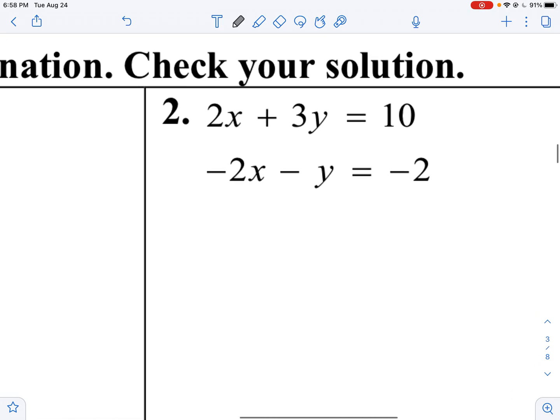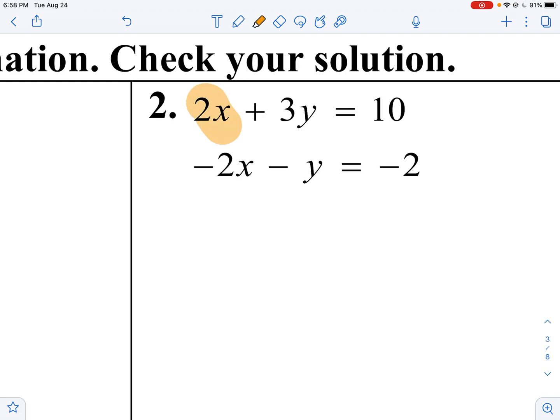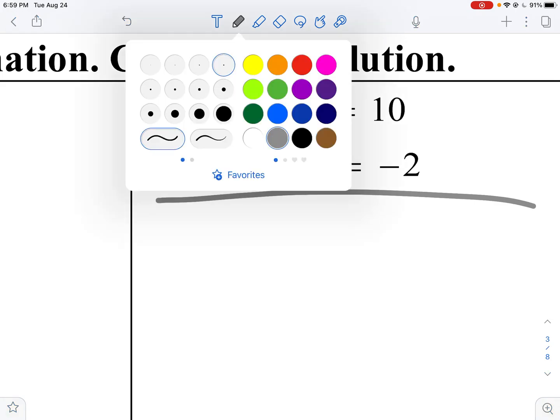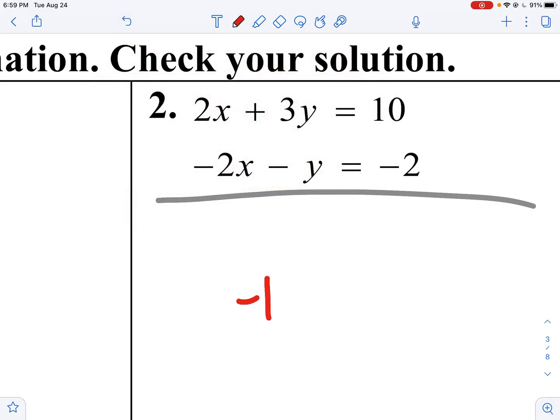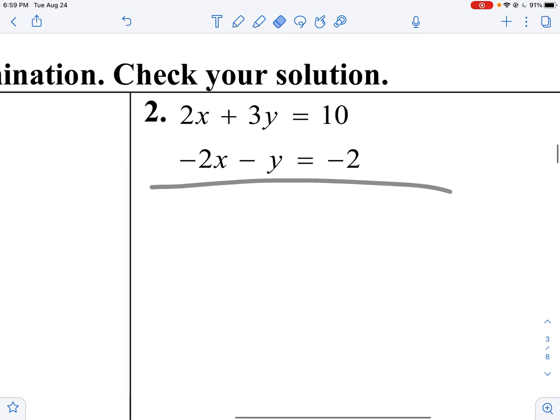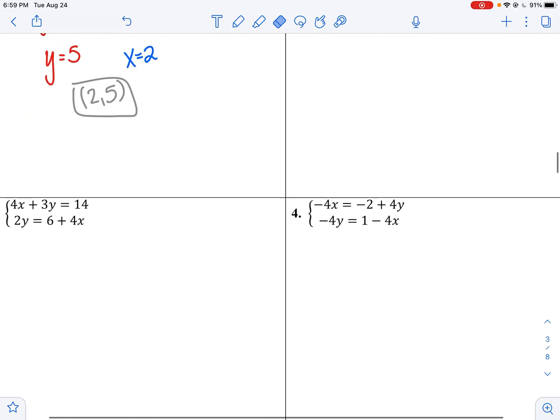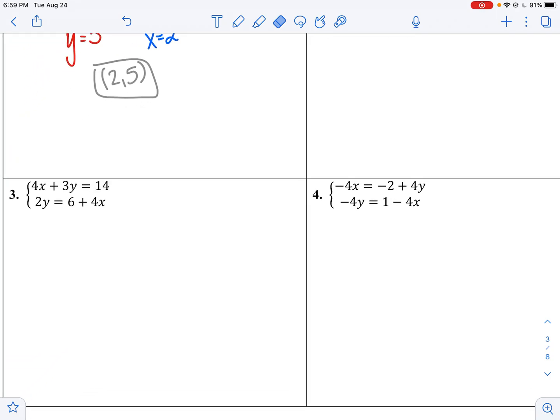On number 2, we can already see that I have nice opposite coefficients. So if you want to, you could practice this, solve this one, and then let me know what you get after you pause the video. So you should get -1, 4 as your final answer.